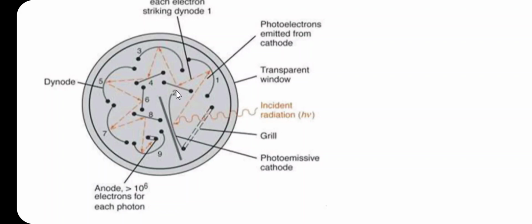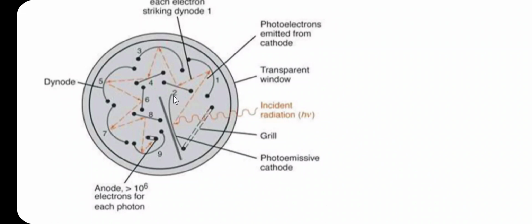At diode 2, again each striking electron causes emission of several electrons. So when one electron coming from diode number 1 falls on the inner surface of diode number 2, again there is ejection of 2 to 5 electrons. This process is repeated for the 9 diodes, that is 1, 2, 3, 4, 5, 6, 7, 8, 9. The process is repeated 9 times, where each secondary electron releases several electrons in its turn.